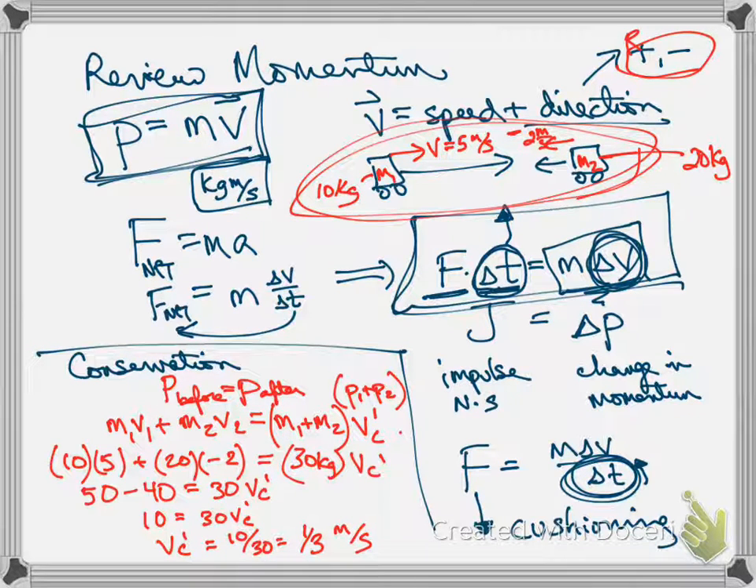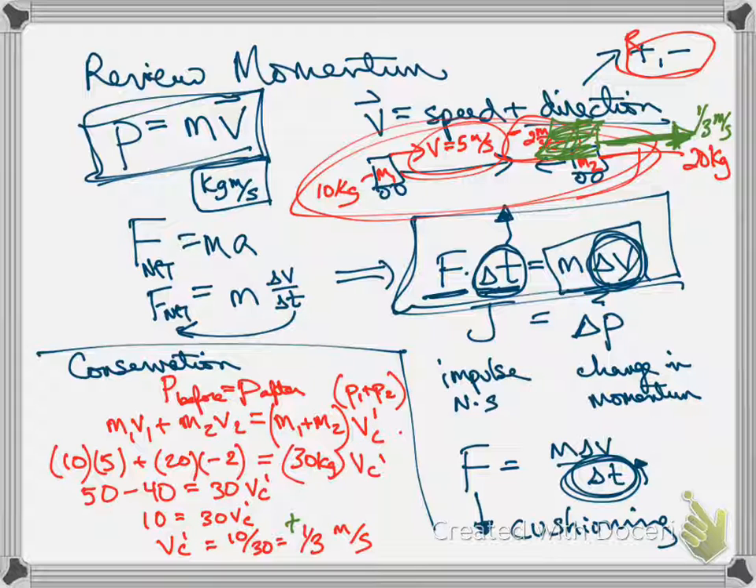So one was going 5 meters per second, one was going 2 meters per second in opposite directions. What they do is they stick together, and I'll pick a different color here, green. They stick together and they both go off in this direction. I know it's that direction because it's positive, at 1/3 meter per second. And you'll have your two cars together there, stuck together.